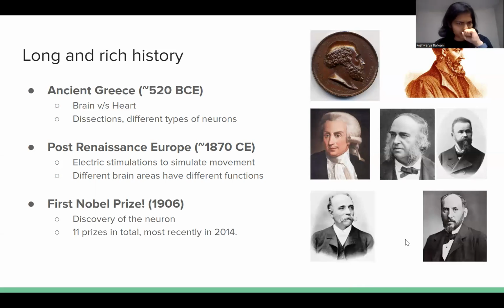And finally, in the historical sense, we had our first Nobel Prize in 1906. The first Nobel Prize for neuroscience was given in 1906, and it was given for the discovery of the neuron to Golgi and Ramon y Cajal, two big giants in the field of neuroscience. Since 1906, there have been 11 prizes in total that have gone to neuroscience, most recently in 2014. They've gone at approximately 10-ish years between prizes. So maybe we'll have another one soon enough.